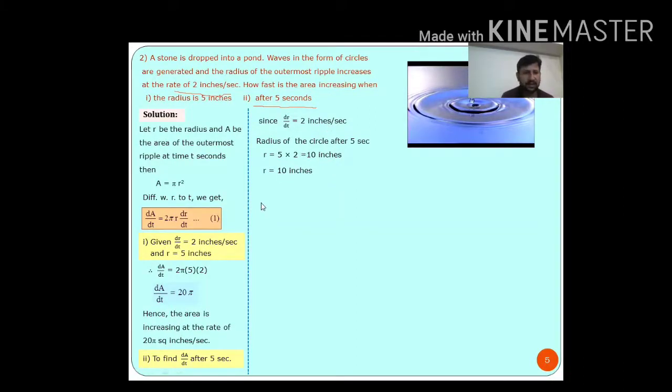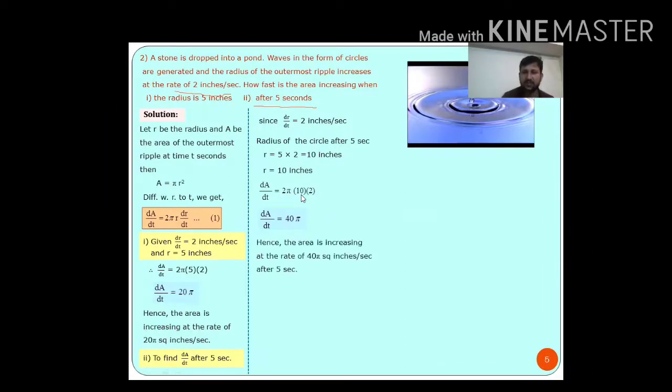Hence dA by dt is equal to, from equation 1, 2 pi r, where r is 10 and dr by dt is 2. Now the product: 2 into 2 is 4, 4 into 10 is 40. So dA by dt is equal to 40 pi. Hence, in the second case, we obtain that the area is increasing at the rate of 40 pi square inches per second. It is obtained after 5 seconds.